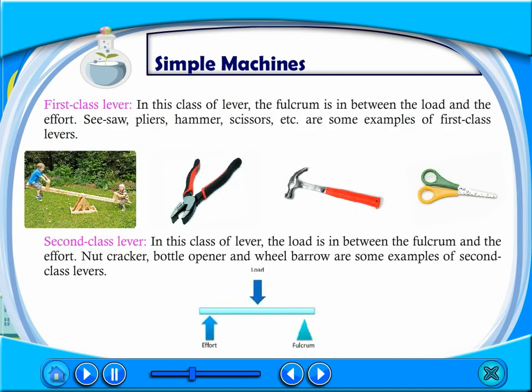Second class lever. In this class of lever, the load is in between the fulcrum and the effort. Nutcracker, bottle opener and wheelbarrow are some examples of second class levers.